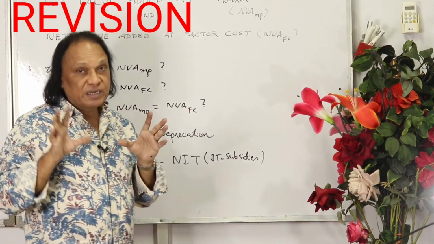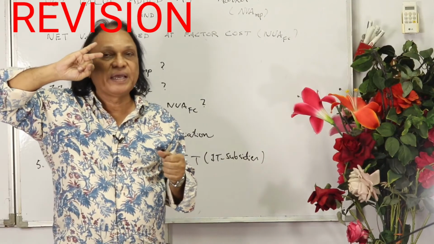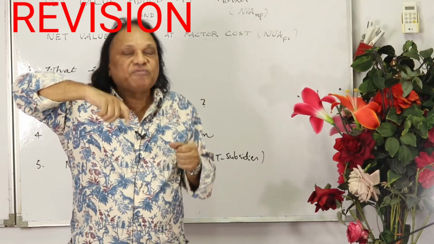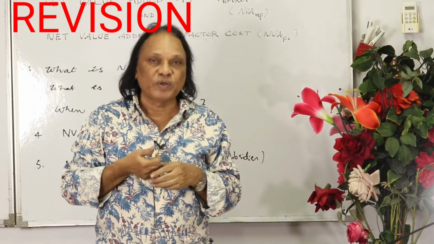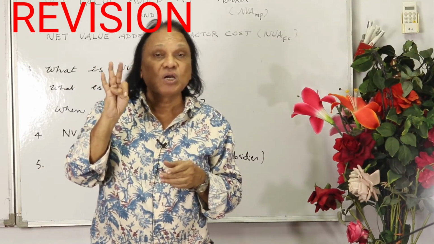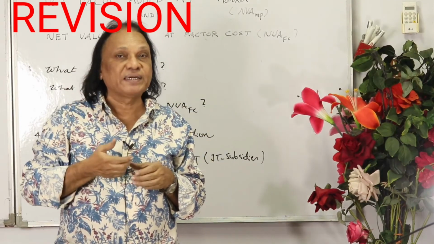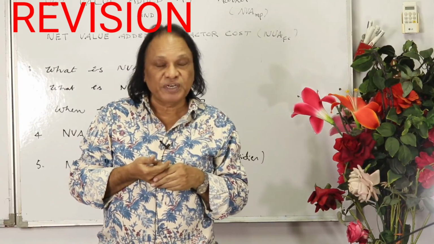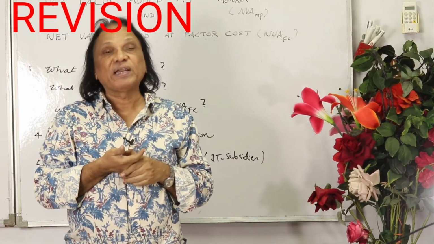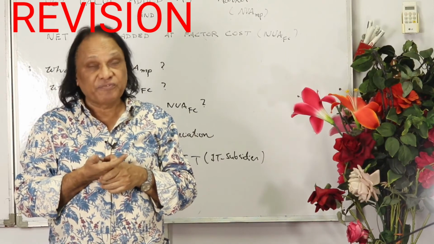Now I give you the final revision of all this. The five things: GVO at MP, gross value of output at market price; gross value added at market price; net value added at market price; and net value added at factor cost. So these are very important. Ultimately, we take the net value added at factor cost of the firm. We don't take net value added at market price to calculate NDP.